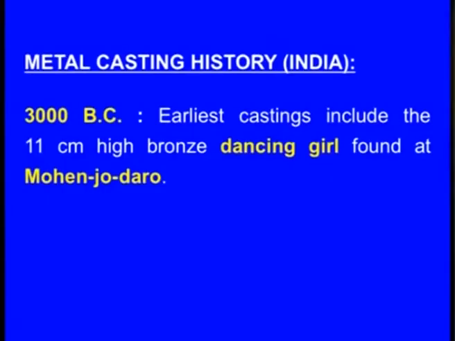Metal casting history in India. Now, let us see what was the history of metal casting in India. During 3000 BC, a dancing girl made of bronze was manufactured at Mohenjo-daro. Now, it is in Pakistan. So, this dancing girl became very popular in those days.